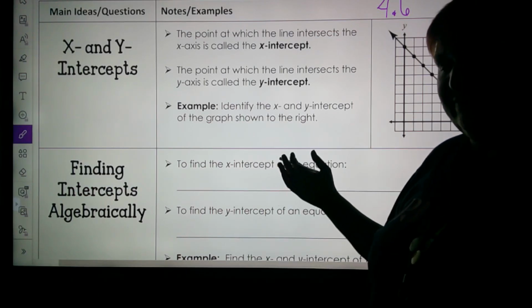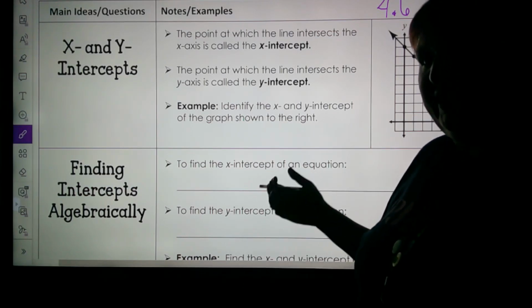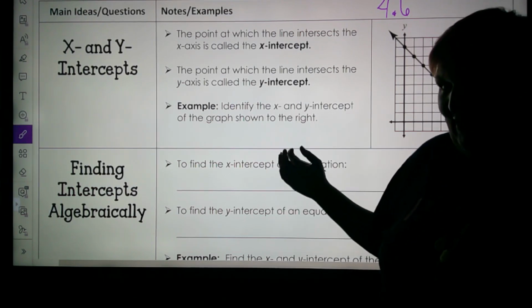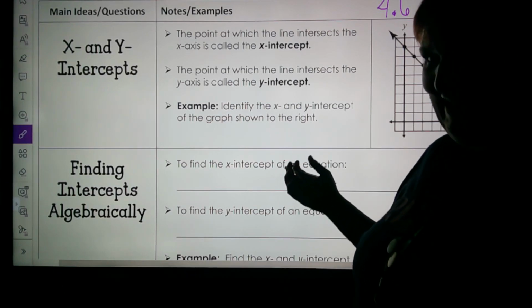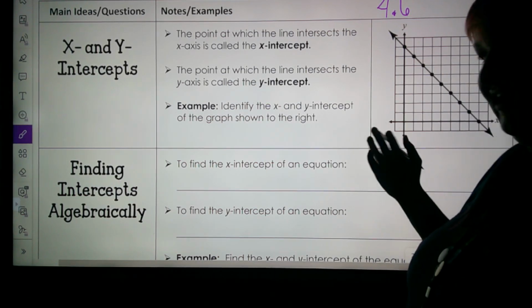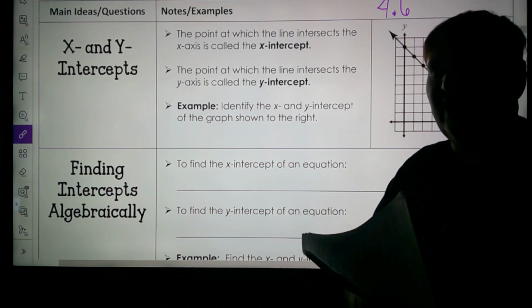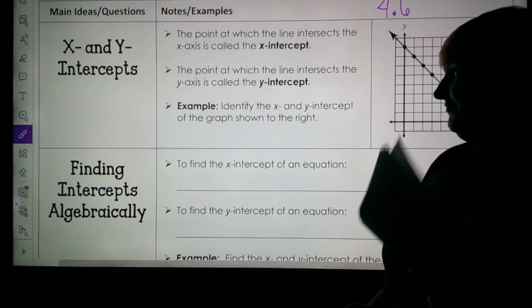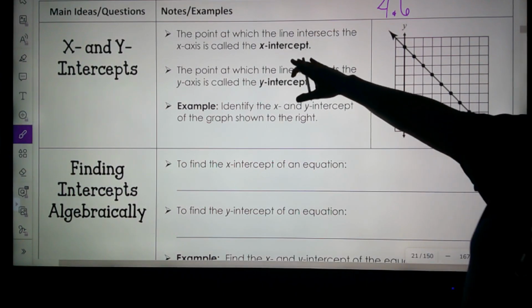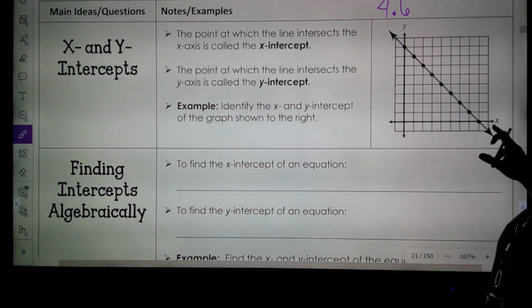We've already learned how to find the zeros. That's where the line crosses the X axis. So the Y intercept, by logic, is where it crosses the Y axis. So you already know how to do half of this. But we're going to figure out how to do it graphically, and we're also going to figure out how to do it algebraically. Right? So, the point at which the line intersects the x-axis is called the x-intercept.